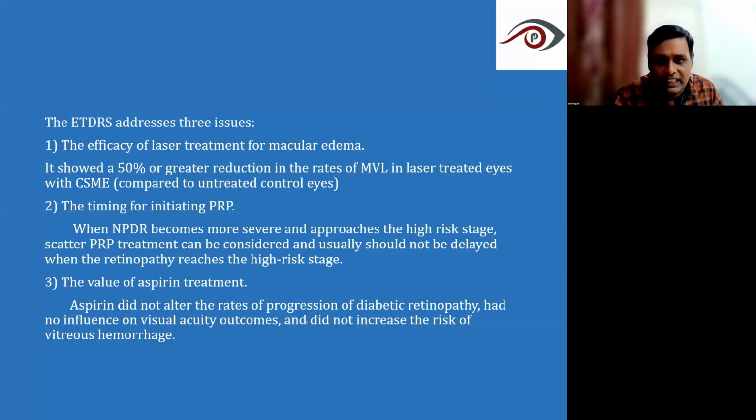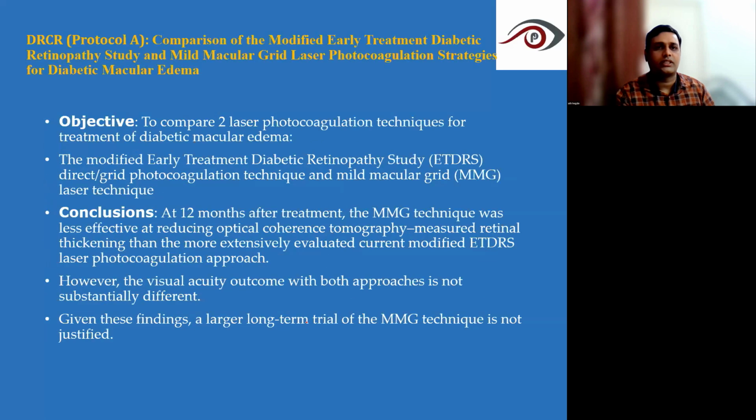It addressed mainly three issues: the efficacy of the laser for the macular edema, and they showed a 50% greater reduction. But you should remember, this study has been done in the pre-anti-VEGF era, and when to do a PRP. So when NPDR becomes the most severe and the high risk PDR, it is better to do the PRP. And they also showed aspirin is not going to alter the rates of progression of diabetic retinopathy, and it doesn't have any influence on the visual outcomes.